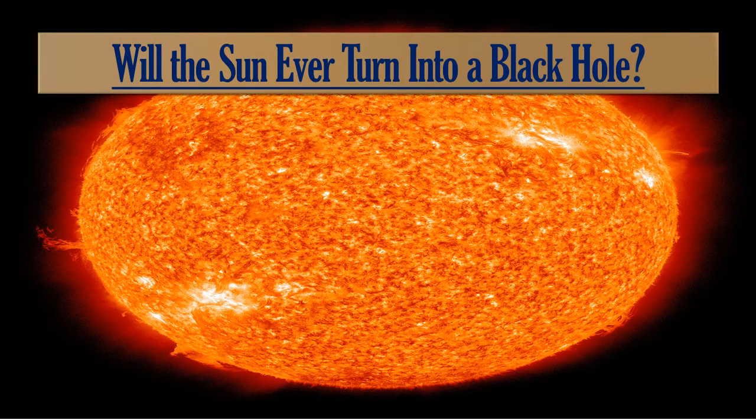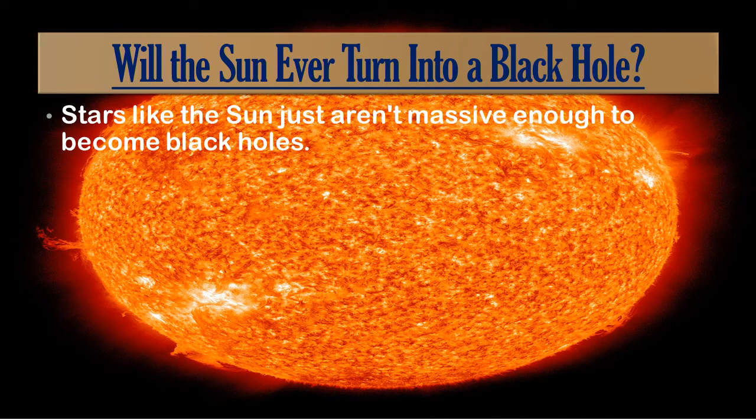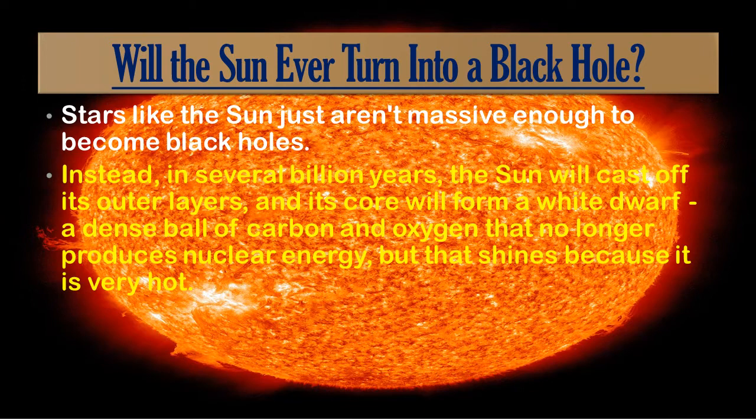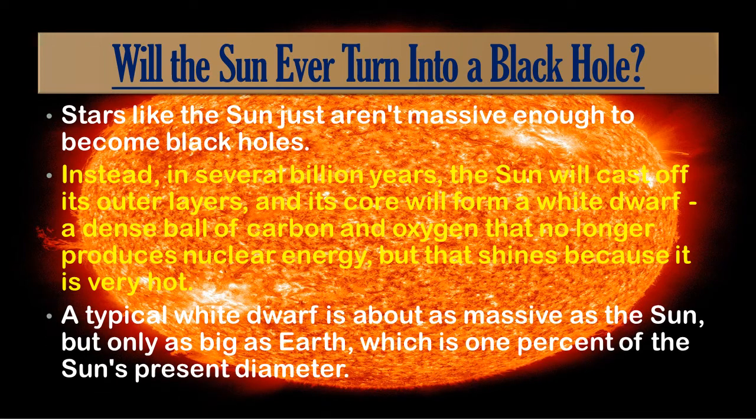Alright, will the sun ever turn into a black hole? Stars like the sun just aren't massive enough to become black holes. Instead, in several billion years, the sun will cast off its outer layer and its core will form a white dwarf, a dense ball of carbon and oxygen that no longer produces nuclear energy but shines because it is very hot. A typical white dwarf is about as massive as the sun but only as big as Earth, which is 1% of the sun's present diameter.